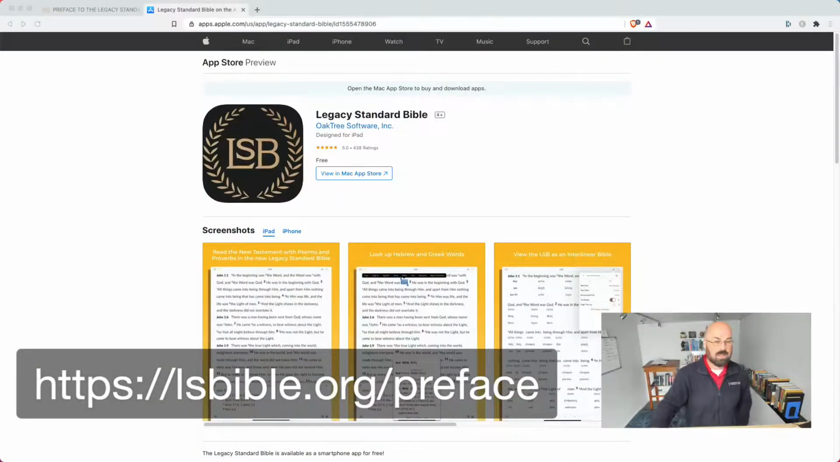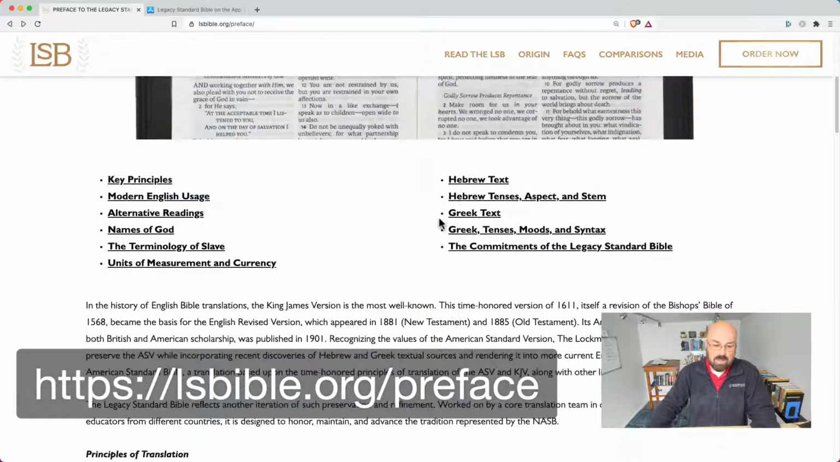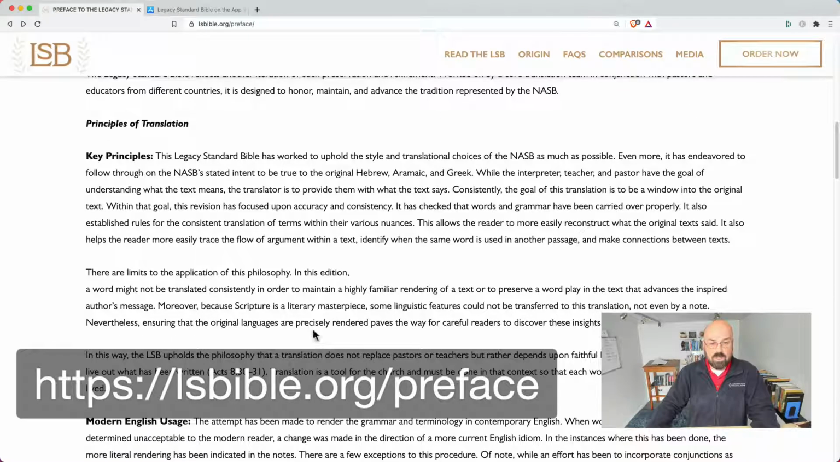And again, to do this, I'm going to flick back to the web browser here and go to the main page. You can see the page in the bottom corner: lsbible.org/preface. This is the preface for the Legacy Standard Bible. As we scroll down, you can see that we have our principles of translation. So this is where we're going to spend a little bit of time.